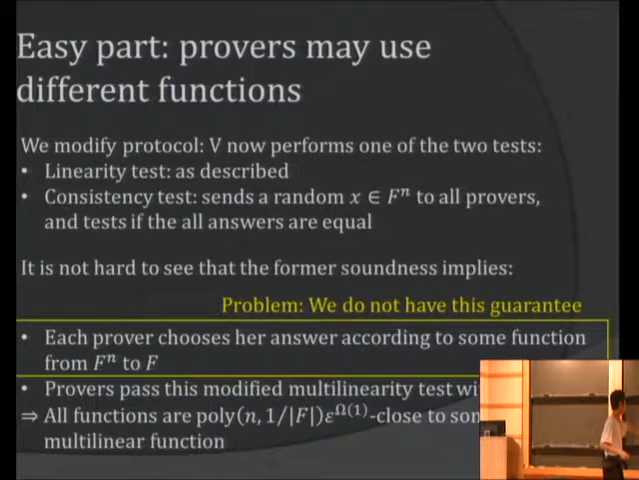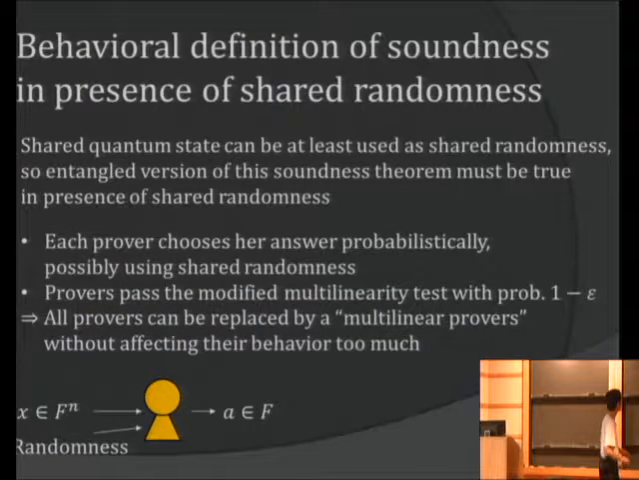And now, of course, for our purpose, this is a slight improvement, but not much, because provers may choose the answer by measuring their own part of a quantum state. So it's not just a function. So if we think about it, even if we restrict our attention to the special case where the shared quantum state is just a diagonal matrix or shared randomness, there is a problem.